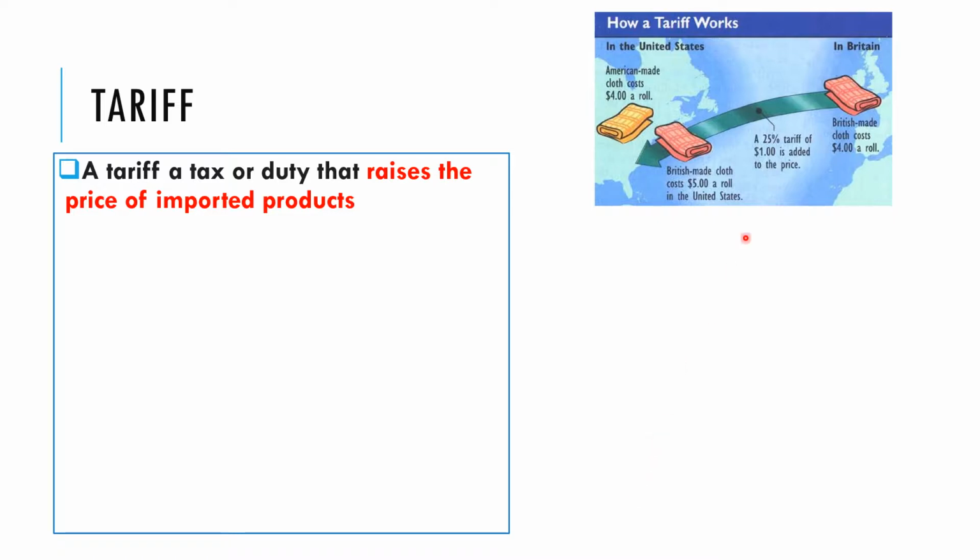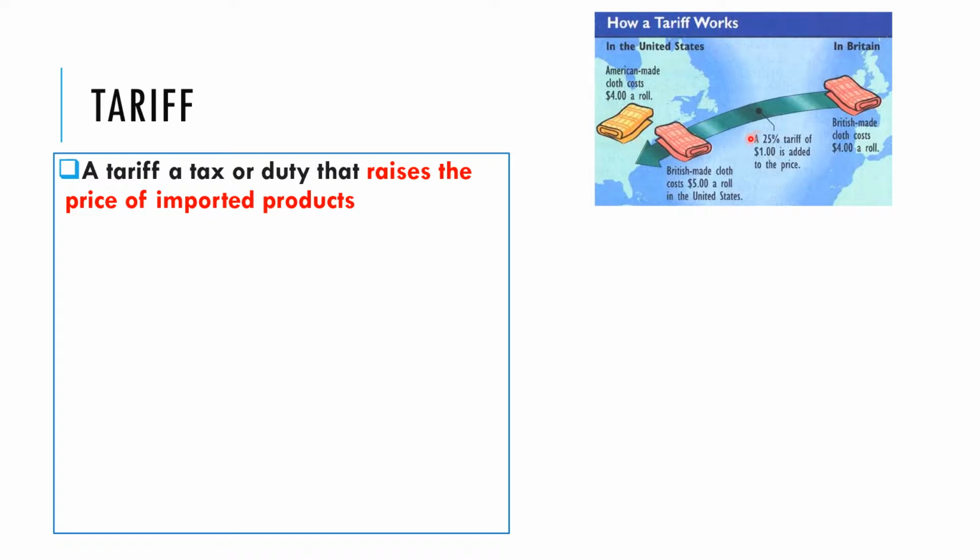If we imagine we're talking about cloth, and cloth in Britain costs, let's say, an equivalent $4 a roll to produce, and cloth in America produces $4 a roll. Now, consumers in America would be indifferent between American cloth and British cloth. But if the United States government wanted their population to buy American, then what they might do is try and make their products, the American cloth, more attractive than the British product by adding on a tariff.